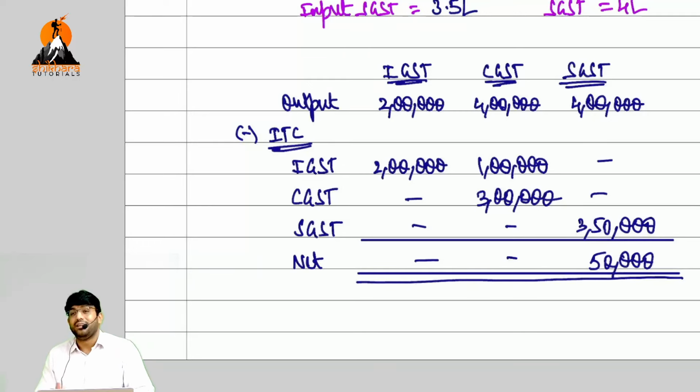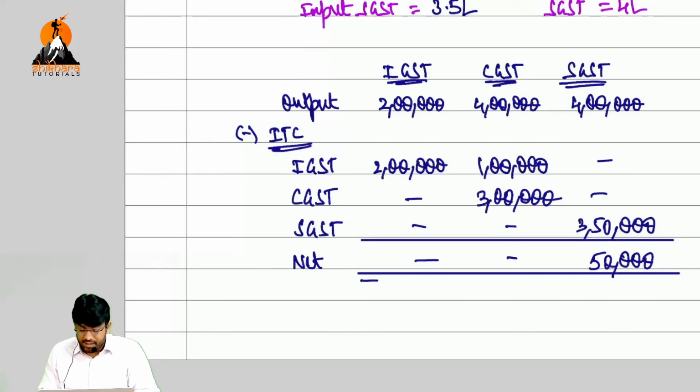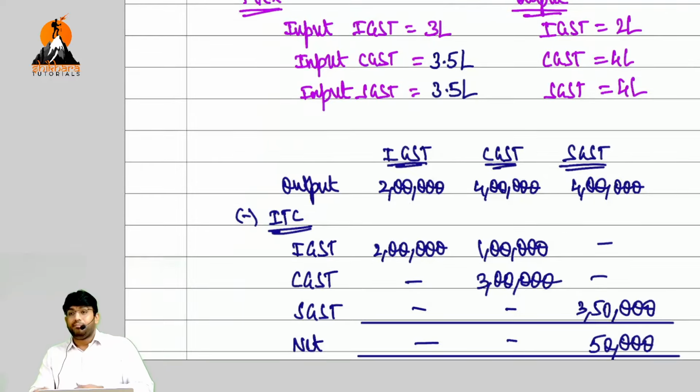Is it okay, sir? Sir, I repeat once again. Some students are looking at me in a surprising way. Sir, please concentrate. Input CGST I have 3,50,000. SGST I have 3,50,000. Okay? 2 lakhs IGST input I have, totally 3 lakhs. Out of 3 lakhs, 2 lakhs is gone where? IGST. Balance 1 lakh, I can use it for CGST or SGST.